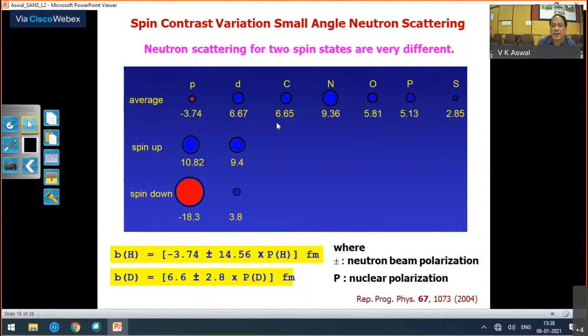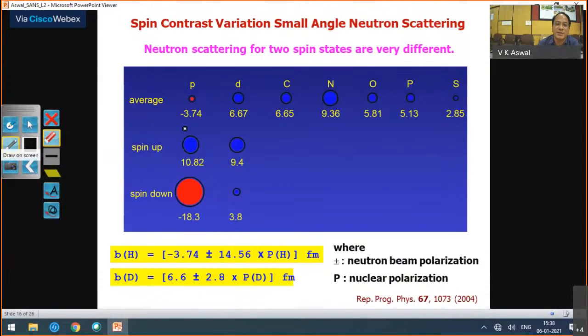So this was about isotope contrast variation, and as I had said, there are other techniques which are also useful to vary the contrast, and this one is spin contrast variation. In principle, this is much more powerful than isotope contrast variation, because in isotope contrast variation you change the scattering length when you change the isotope. You go from hydrogen to deuterium.